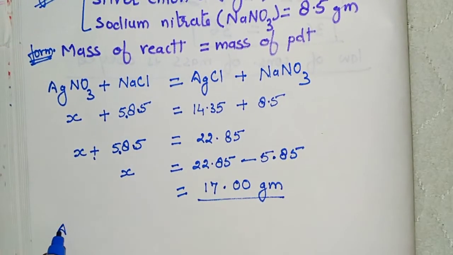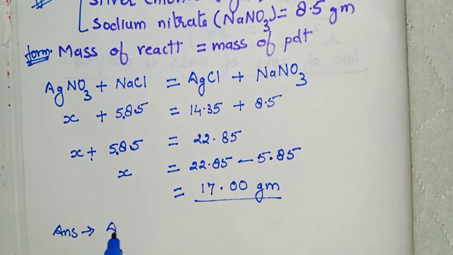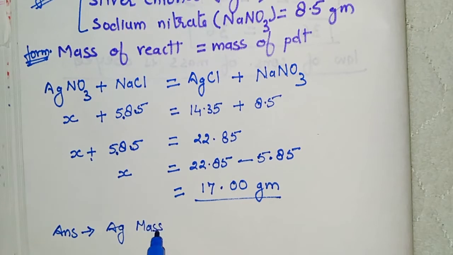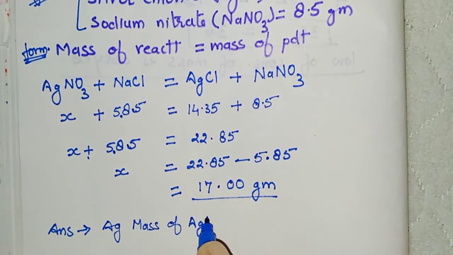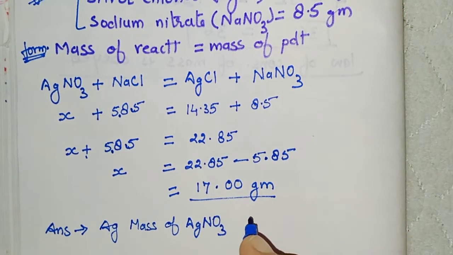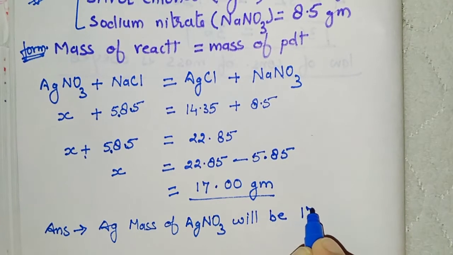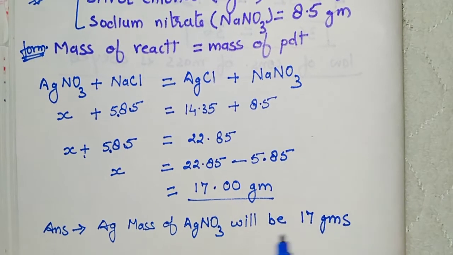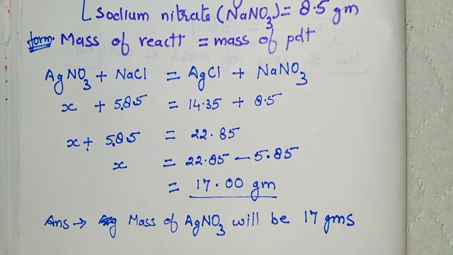So what is your answer? Your answer is: mass of AgNO3 will be 17 grams. See, we have solved. Okay, thank you.